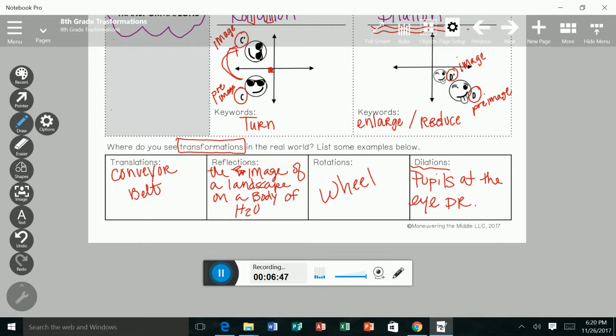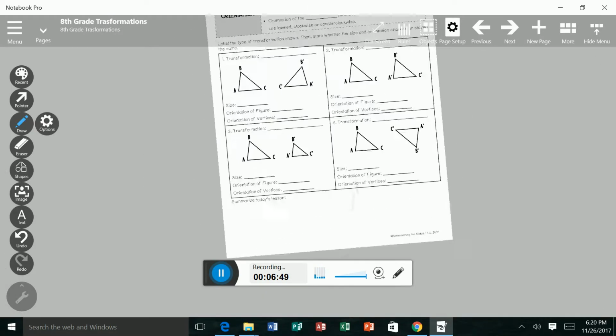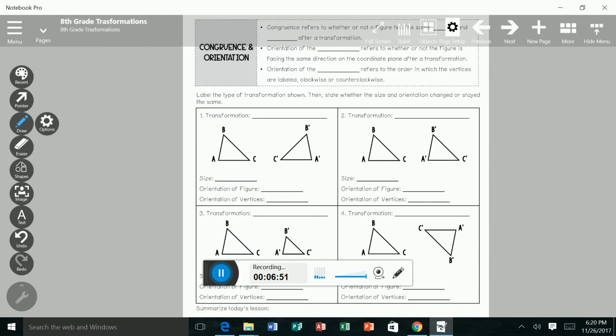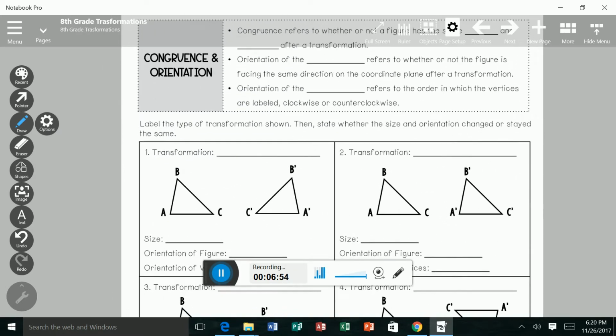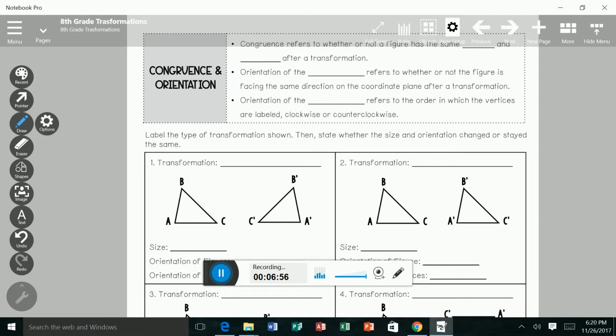Oh, and next page. Okay, so here's something that's pretty important. It's called congruency and orientation. Okay, and we want to pay attention to these.